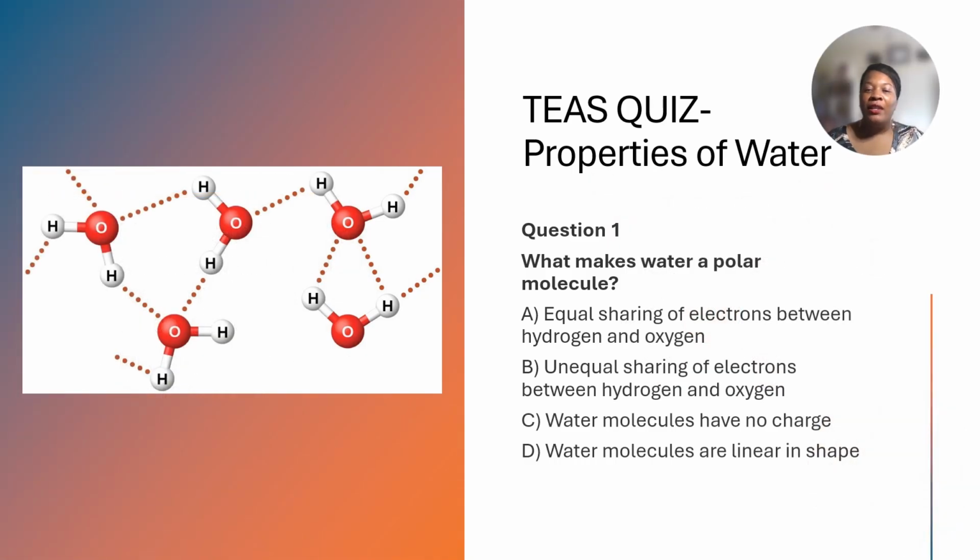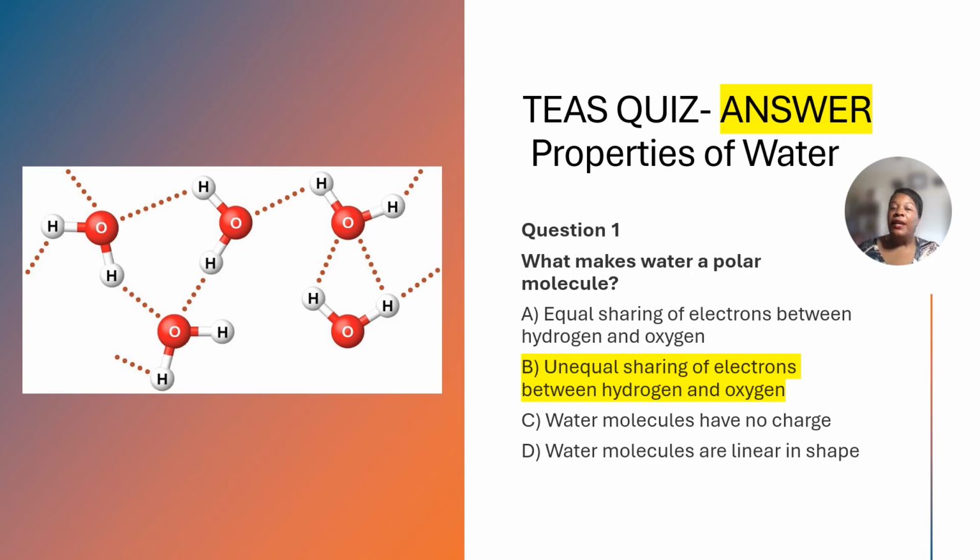Question number 1. What makes water a polar molecule? A, equal sharing of electrons between hydrogen and oxygen. B, unequal sharing of electrons between hydrogen and oxygen. C, water molecules have no charge. Or D, water molecules are linear in shape.